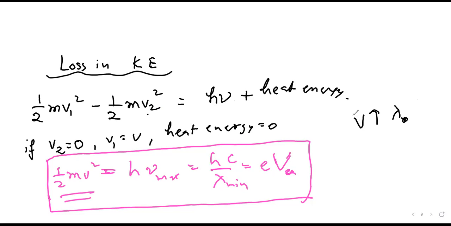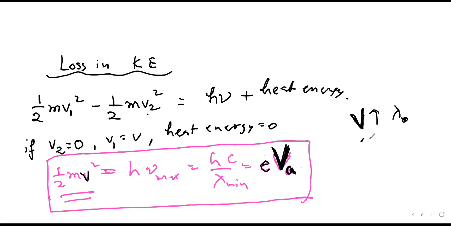Oh, this is anode potential. This is the potential difference. Oh, potential difference. Okay. So that means it would decrease. This V is potential difference. Don't get confused with velocity. eV is the energy of the electron.